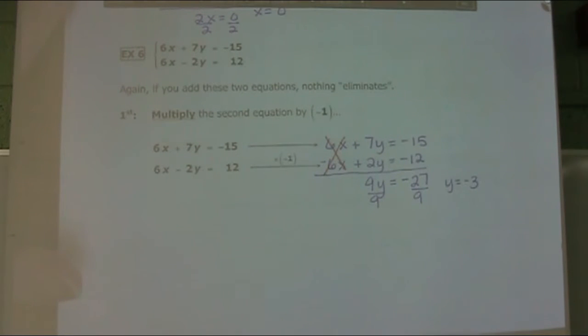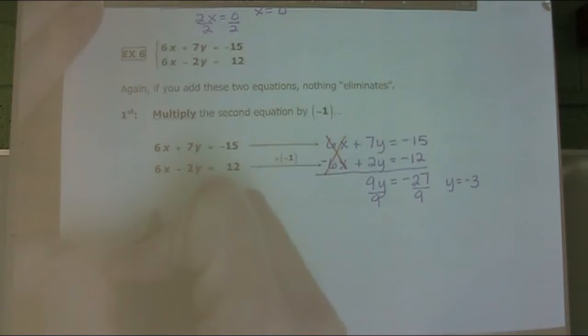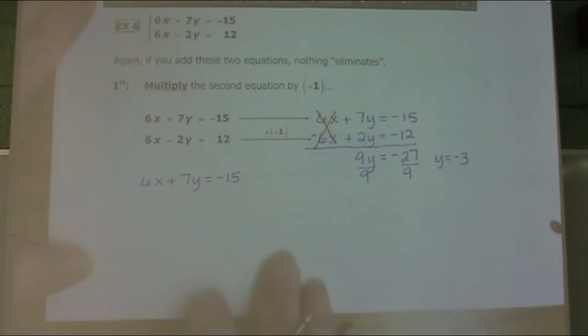Now I'm going to use substitution. So go back to either one of the original equations. It doesn't matter which one. I'll take the first one: 6x plus 7y equals -15. And I'm going to plug in y equals -3.